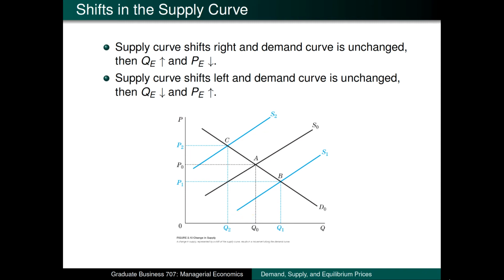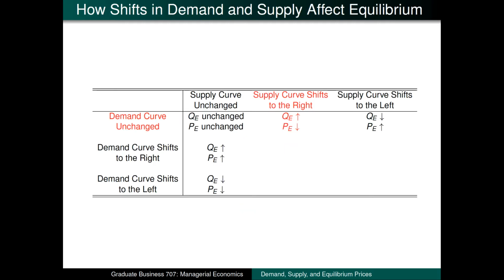Now that we've illustrated shifts in the supply curve, let's check in with that table we have been working with. Notice that demand was unaffected by the scenarios presented in the previous slide. Whenever supply increased, the supply curve shifted to the right, which resulted in a higher equilibrium quantity but lower equilibrium price. However, whenever supply decreased, the supply curve shifted to the left, which resulted in a lower equilibrium quantity but a higher equilibrium price.